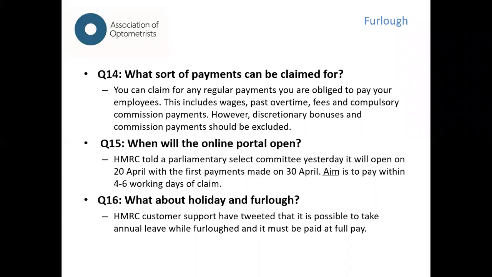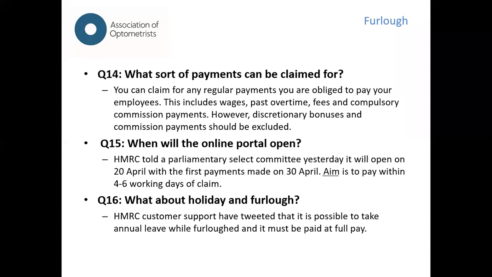What sort of payments can be claimed for? You can claim for any regular payments that you're obliged to pay your employees, and that includes wages, past overtime, fees and compulsory commission payments. However, discretionary payments like bonuses and commission should be excluded. It's important to note that this changed on the 4th of April, and prior to this everybody thought it would only include basic pay. So you can claim 80% of the employee's gross pay up to the cap of £2,500 per month, plus the employer national insurance contribution and the minimum auto-enrolment pension contribution on the reduced wage.